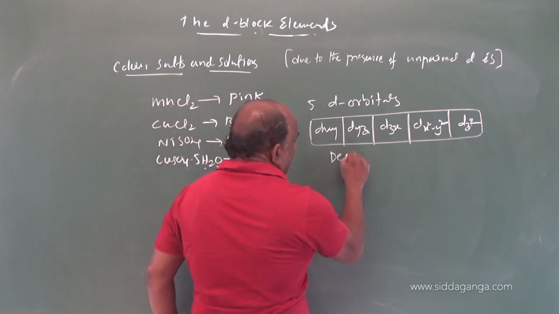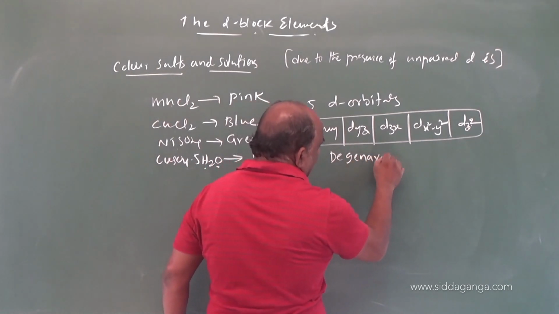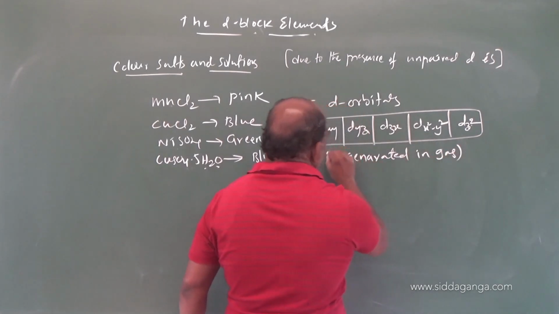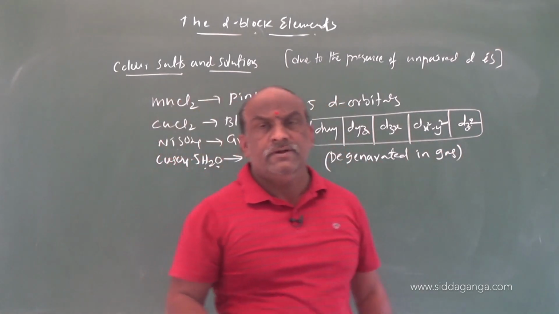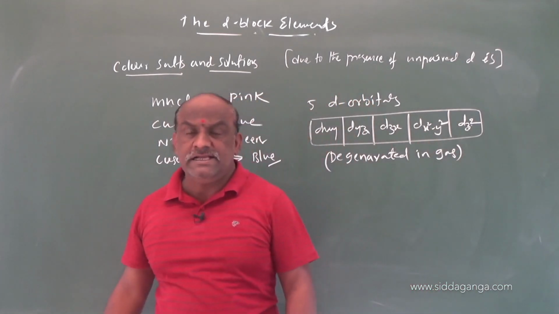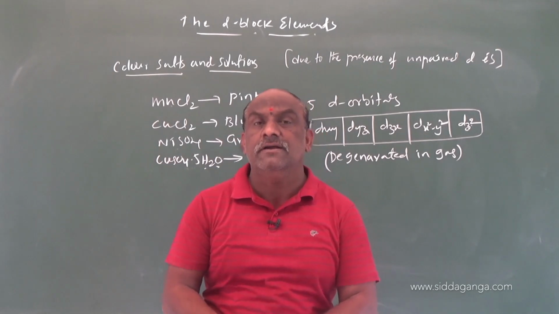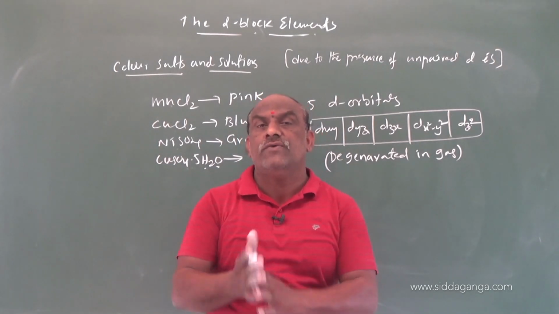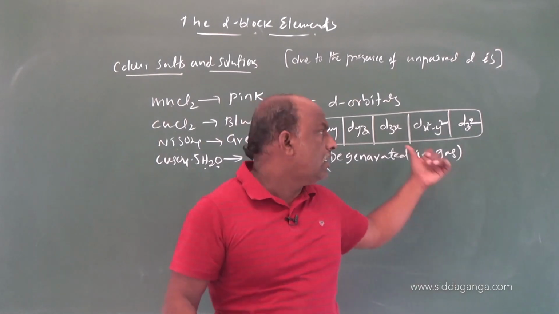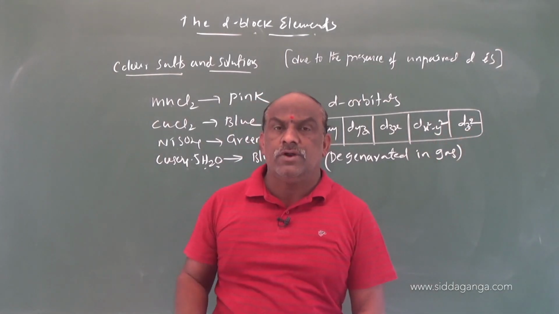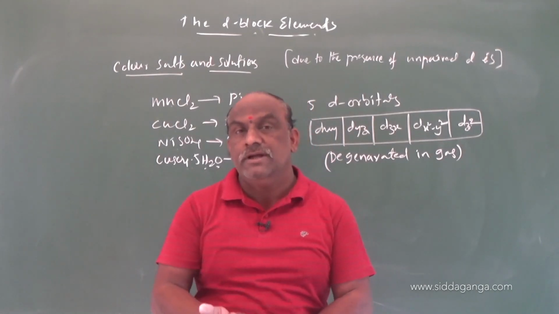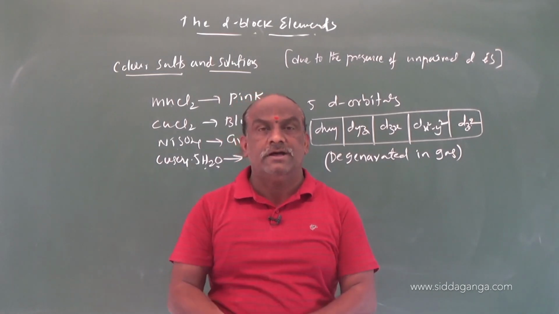These are degenerated. In which form are they degenerated? When the metal is in gas form, these five orbitals are said to be degenerated. Degenerated means they have an equal amount of energy. All the orbitals have the same energy. Same energy orbitals are said to be degenerated orbitals.